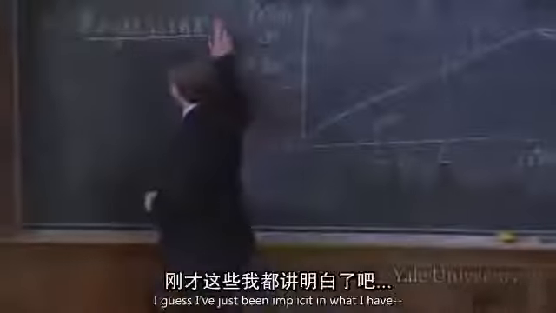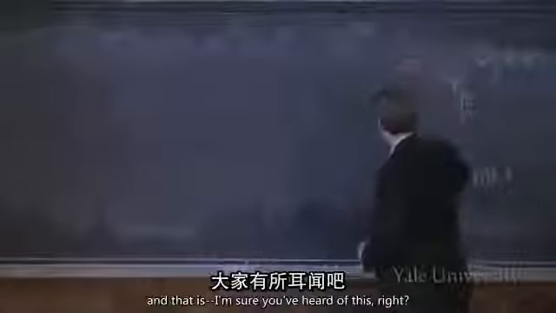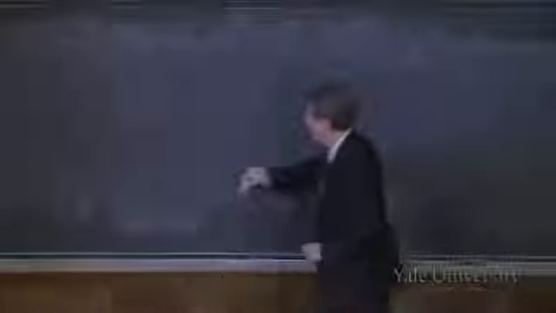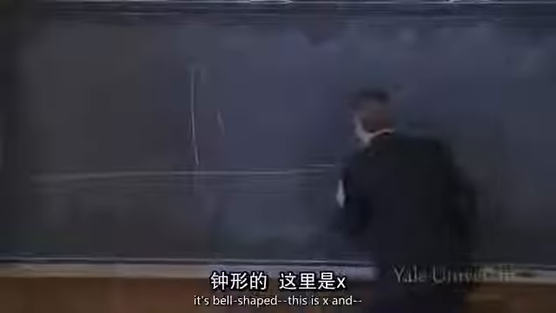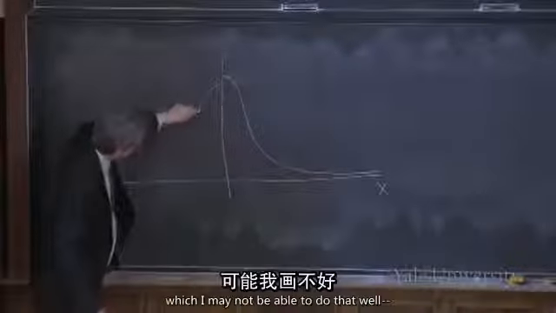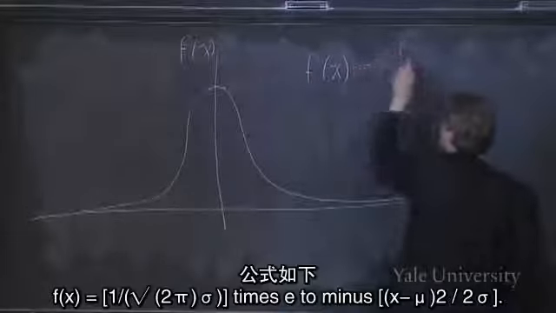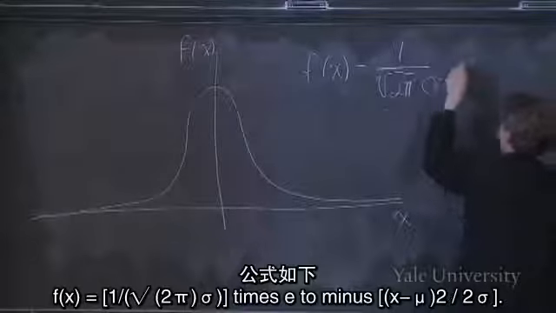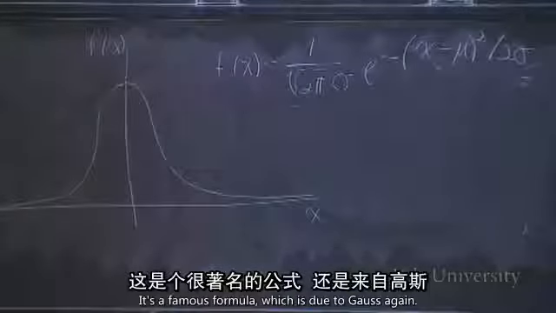Okay. So I wanted to introduce another concept, which I guess I've been implicit in what I have: there's a distribution called the normal distribution. I'm sure you've heard of this, right? If you have a distribution that looks like this, it's bell-shaped. This is x, and I have to make it look symmetric, which I may not be able to do that well. And this is f of x. The normal distribution is f of x equals 1 over square root of 2 pi sigma, e to the minus x minus mu squared over 2 sigma. That's a famous formula, which is due to Gauss again.